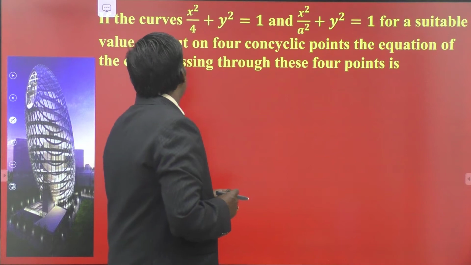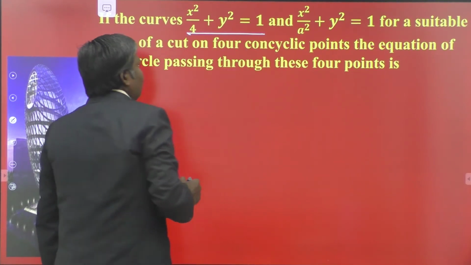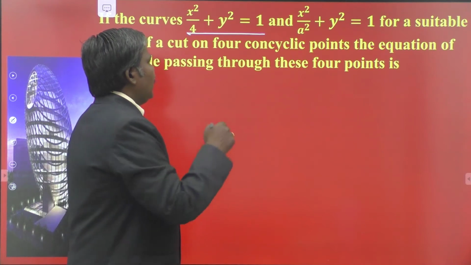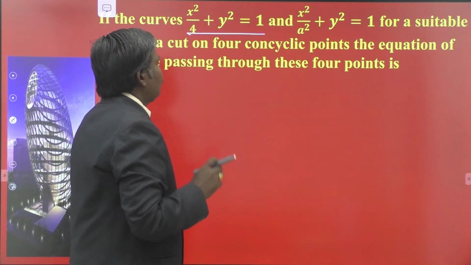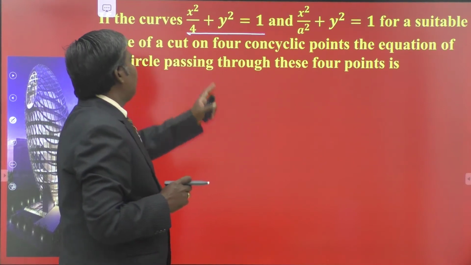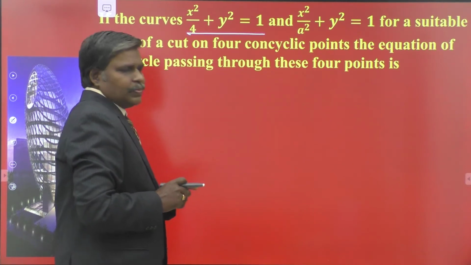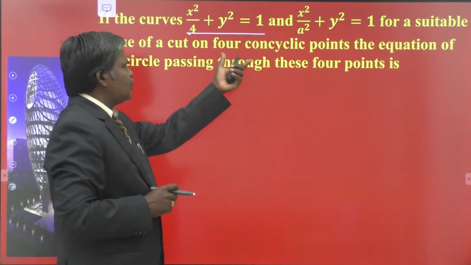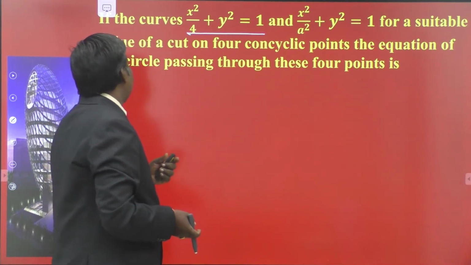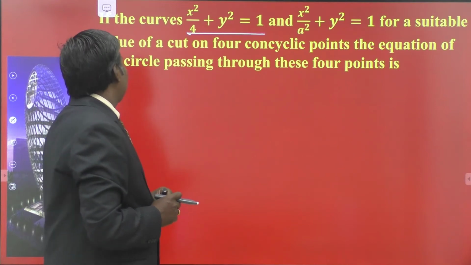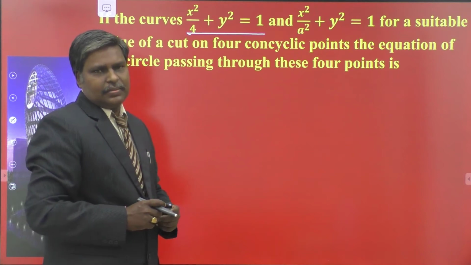See here, these are two curves. x square by 4 plus y square by 1 is equal to 1, and the other one is x square by a square plus y square equal to 1. For a suitable value of a, they cut at 4 concyclic points. So these two curves represent ellipses. They intersect at 4 real and distinct points for a suitable value of a. Then the equation of the circle passing through these 4 points is what they are asking.